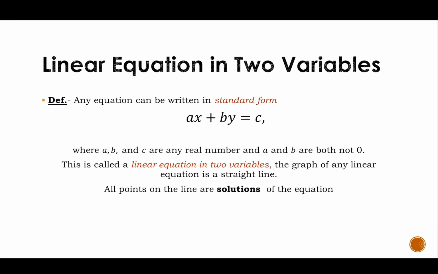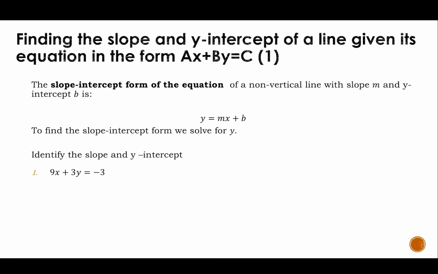So this is a linear equation in two variables, and the graph of it is a straight line, and all the points on that line are a solution. When I'm given an equation in standard form, it's hard for me to visualize what it looks like, what's its slope, where does it cross the y-axis? And so for that, we're going to want to put it into slope-intercept form.